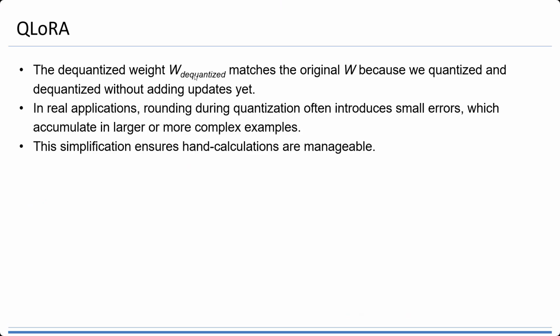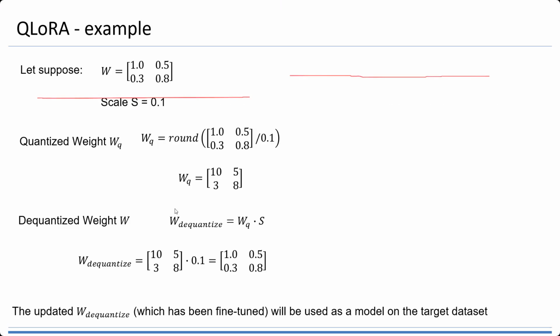The dequantized weight, the W dequantized, matches the original W because we quantize and dequantize without adding any updates. So in this one, I didn't do anything. That's why the quantize and the dequantize are the same.